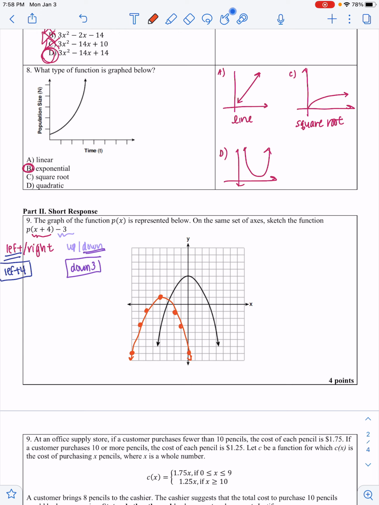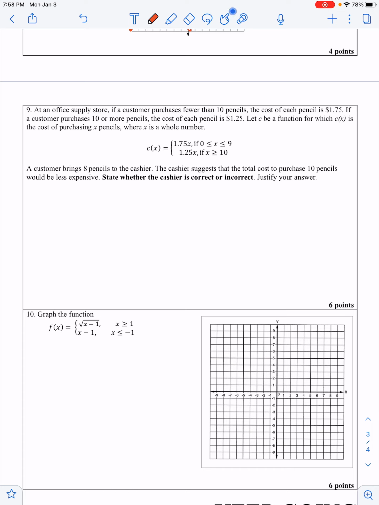Okay, let's take a look at number 9. At an office supply store, if a customer purchases fewer than 10 pencils, the cost of each pencil is $1.75. If a customer purchased 10 or more pencils, the cost of each pencil is $1.25. Let C be a function for which C of x is the cost of purchasing x pencils, where x is a whole number. A customer brings 8 pencils to the cashier. The cashier suggests that the total cost to purchase 10 pencils would be less expensive. State whether the cashier is correct or incorrect. Justify your answer.